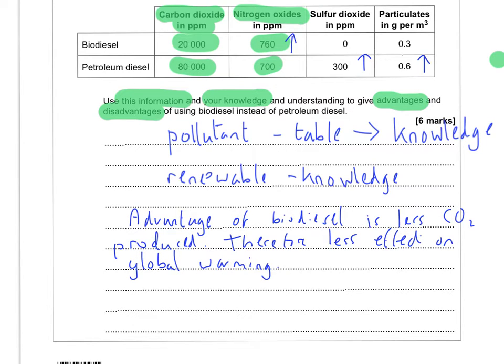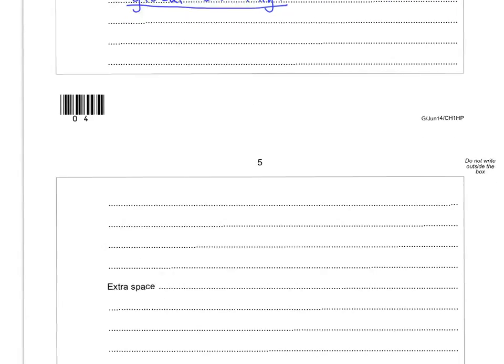We don't just want to be leaving it at a simple comparison, because if we don't say any linked consequences, e.g. global warming would be a linked consequence, we can only get a maximum of level 1, which is 1 or 2 marks. So with these questions, you use the information there, but you've also got to use your own knowledge. Okay, in this case it's knowledge about the effects of pollutants. Okay, and we move on.